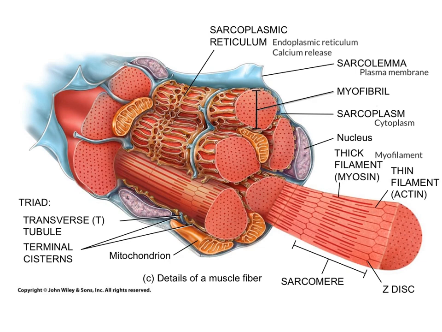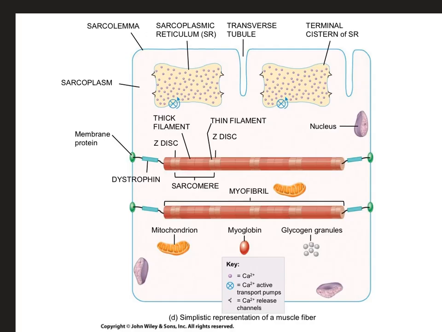In the next slide, we're going to take a look even further at a very simplistic version of a muscle fiber. The figure that you're looking at now is a very simplistic view of a muscle fiber. This is so that you can hopefully get a better understanding of how a muscle cell is set up, so that when we talk about how a muscle cell contracts, you can understand the physiology of that.